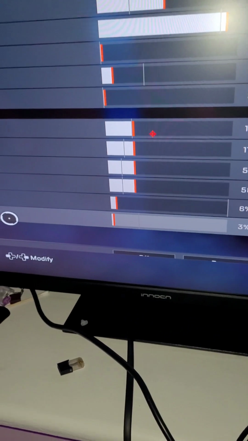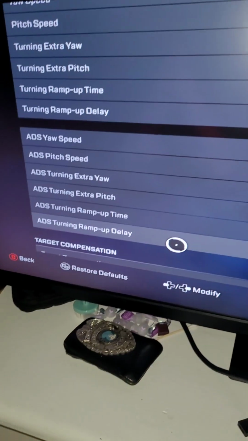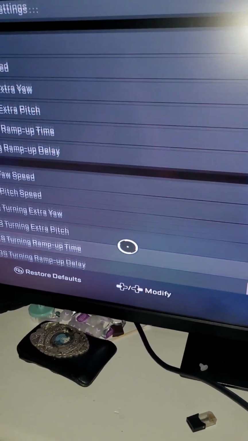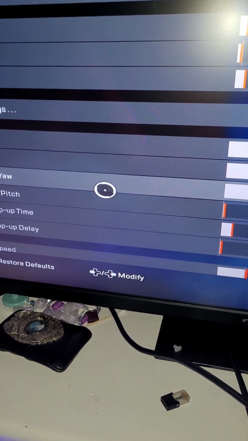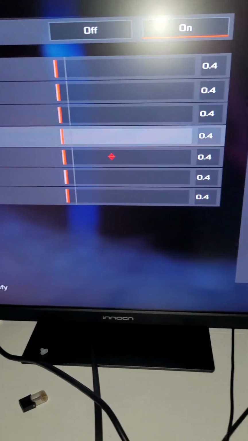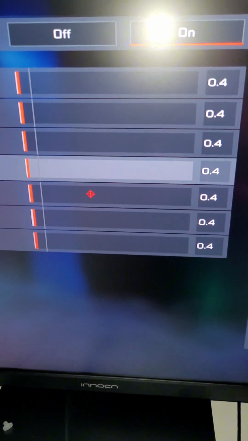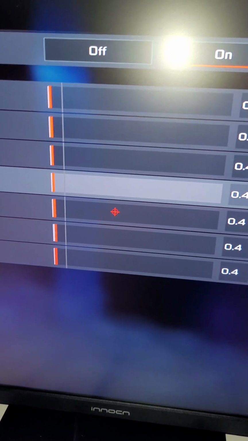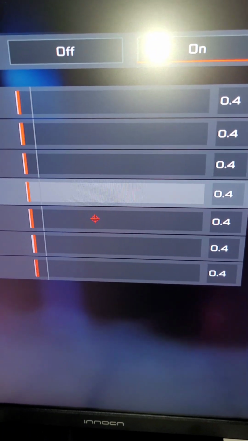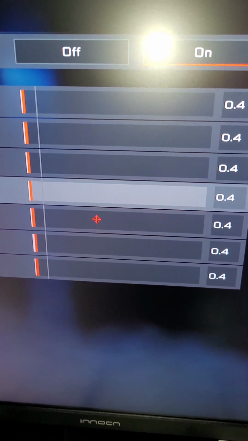Now, real important, we're going to go up again. And we're going to do these per optics real quick because this is real important. The per optics is real important too. All right, so your per optics, all of them are going to be 0.4.